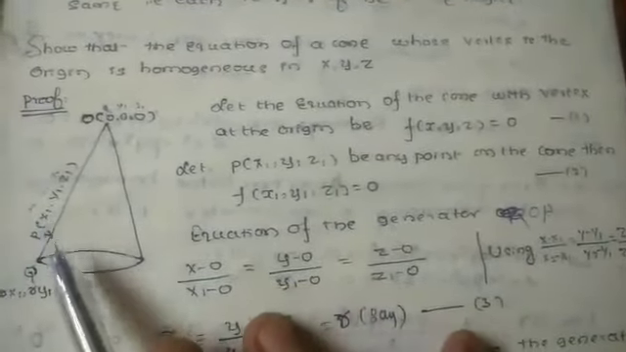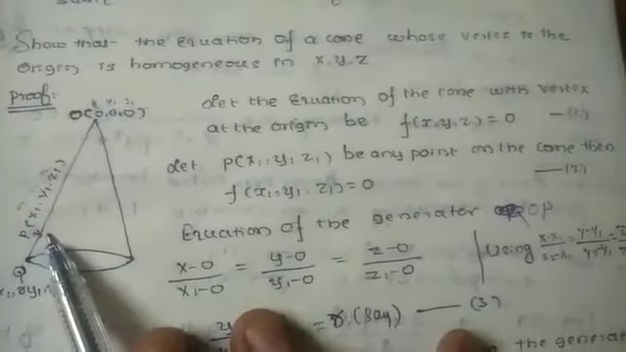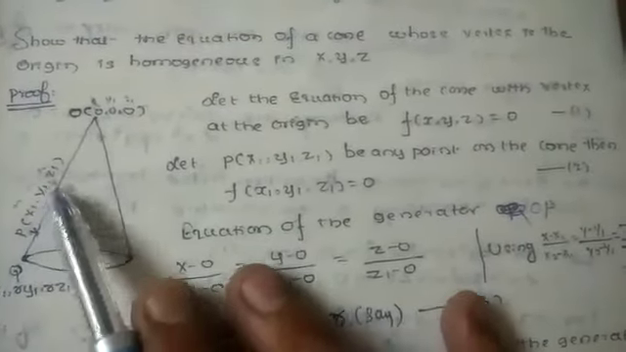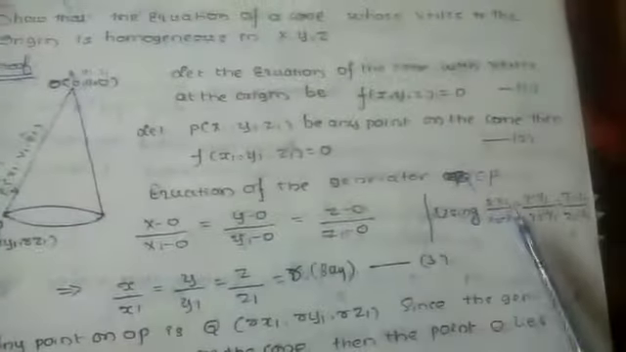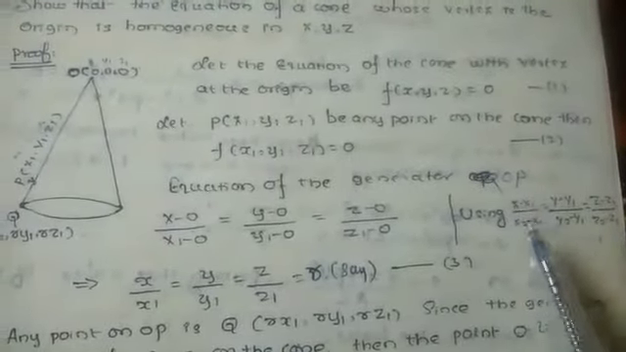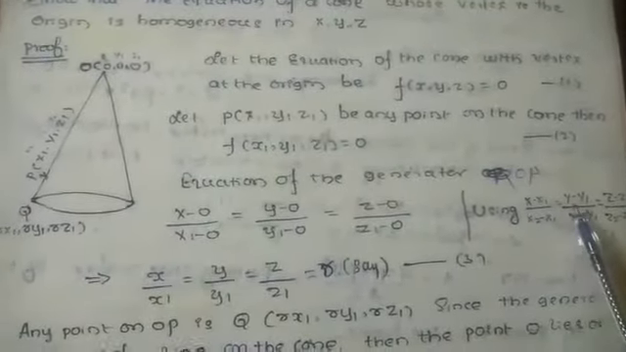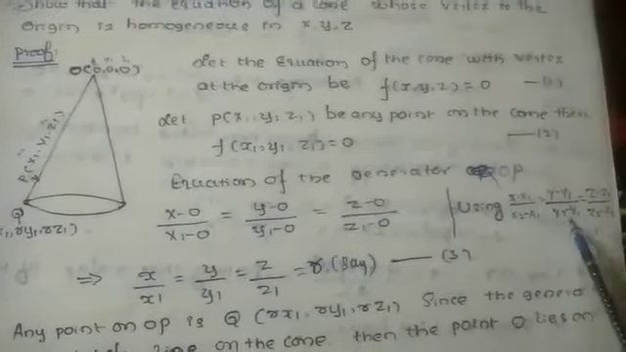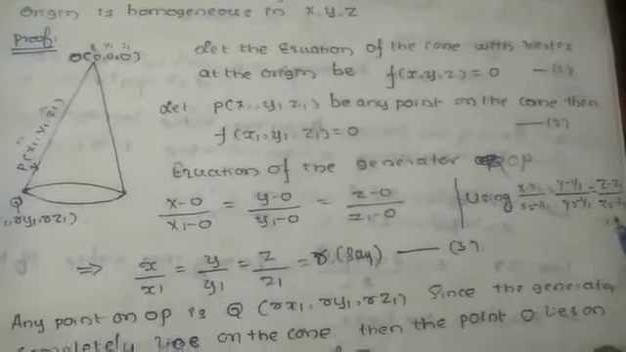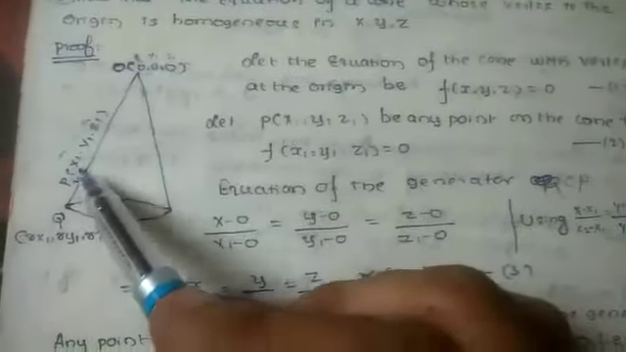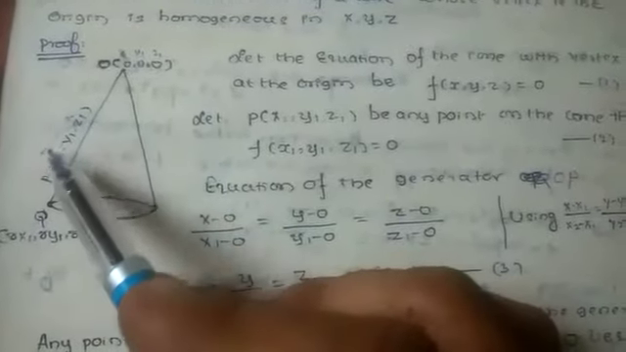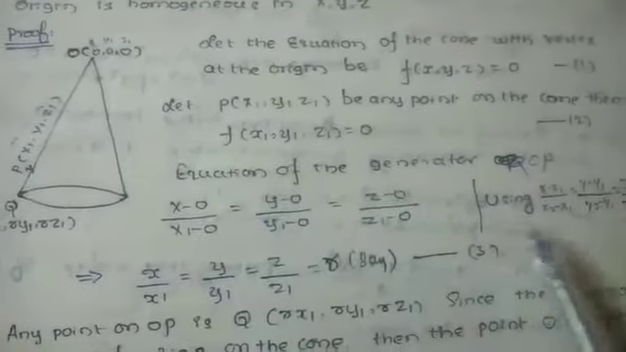Let P of x1 y1 z1 be any point on the cone, then f of x1 y1 z1 must be equal to 0. For the equation of the generator OP, since two points are given, we have to apply the two-point form, that is, x minus x1 divided by x2 minus x1 is equal to y minus y1 divided by y2 minus y1 is equal to z minus z1 divided by z2 minus z1. The vertex 0 0 0 we consider as x1 y1 z1, and the point P of x1 y1 z1 we consider as x2 y2 z2. So apply this two-point form.